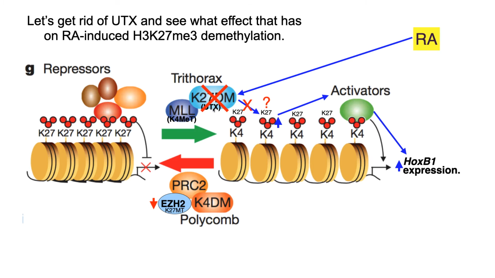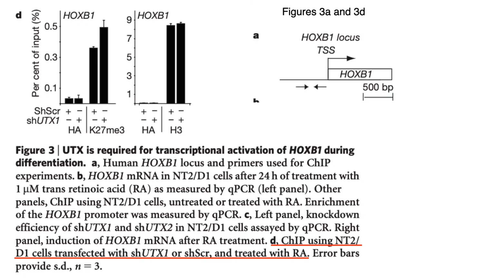It demethylates K27, and if it's not around, we should have more trimethylated K27. Okay, and that's only going to happen if retinoic acid works through UTX to bring it in, which then causes the demethylation of K27. So let's say if that's true. So what they've done then is this experiment here.